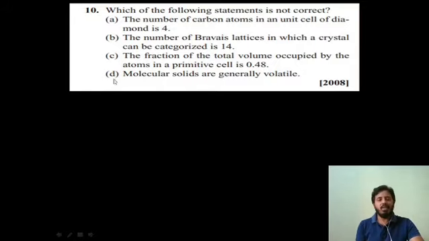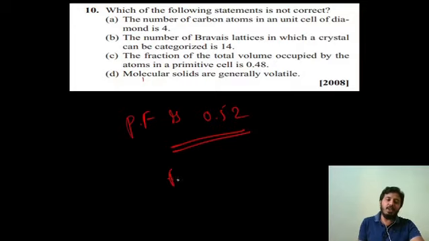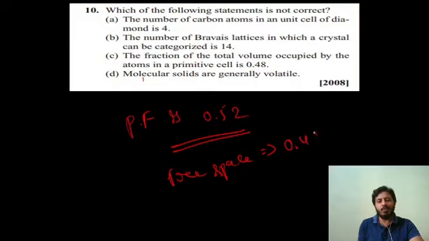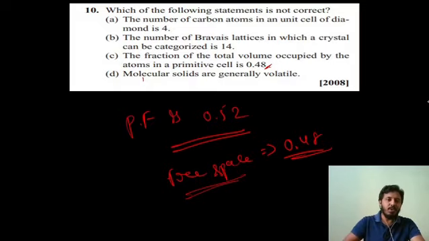The fraction of the total volume occupied by the atoms in a primitive cell is 0.48. What is this? Just now we have discussed the packing fraction of a simple cube. Packing fraction of simple cube is 0.52, and free space in simple cube is 0.48, but they have given it in an inverted manner. Instead of 0.52 they have given 0.48, which refers to the free space in simple cube. So for question number 10, it's option C.